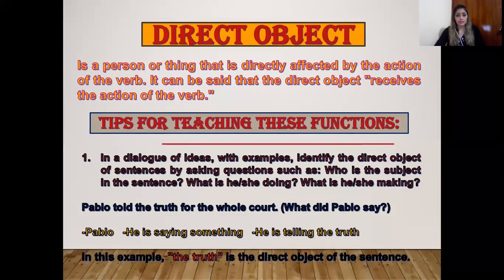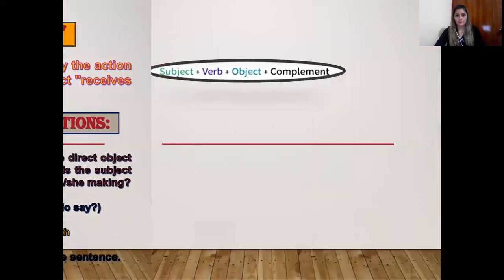is the subject in the sentence? What is he or she doing? What is he or she making? For example, Pablo told the truth for whole cart. What did Pablo say? Who is the subject? Pablo. What is he doing? He is saying something. What is he making? He is telling the truth. In this example, the truth is the direct object of the sentence.